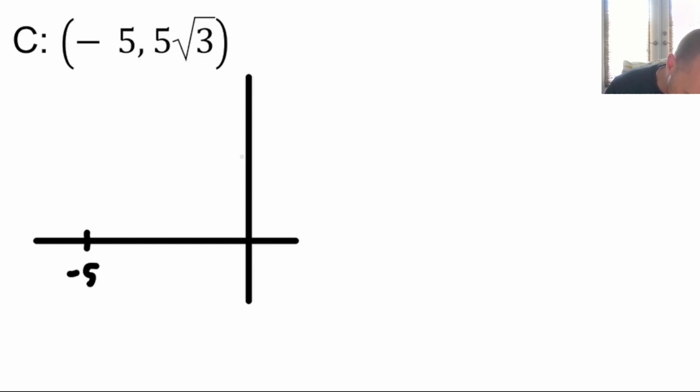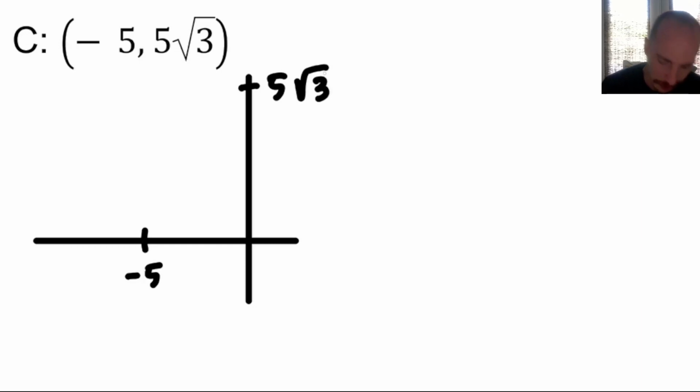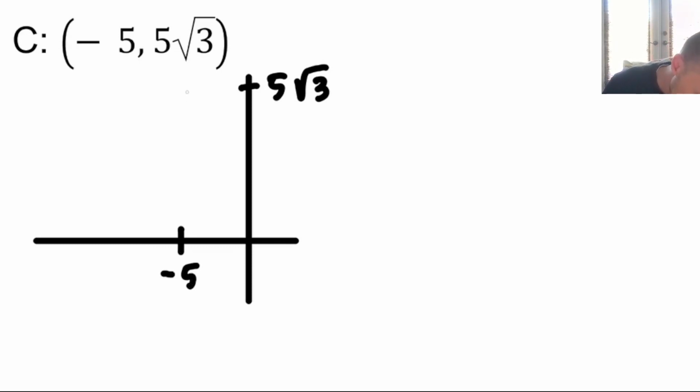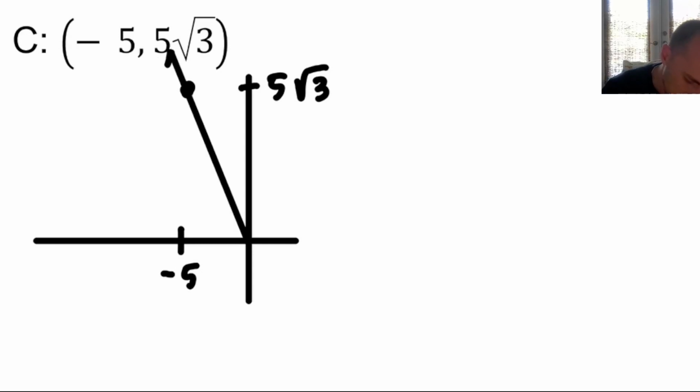Negative 5. Oh, okay, I think 5 root 3 is the bigger number, so I'm going to give myself room to express that. And I feel like I could be even more exaggerated with that, so I'm going to. All right, negative 5 is going to be right here, so that when I plot this point, it's more obvious that I'm sitting on a 60-degree reference angle. I know it's either 30 or 60 because that's square root of 3. So we're going to give ourselves a ray there. That looks like theta equals 2 pi over 3 to me.